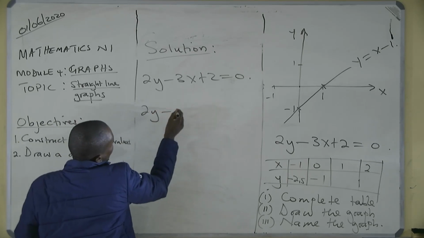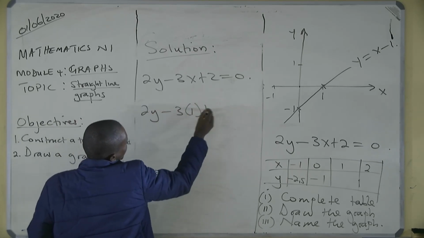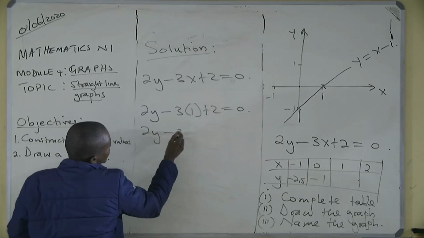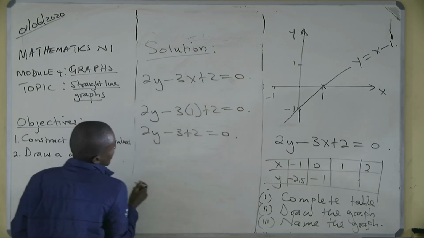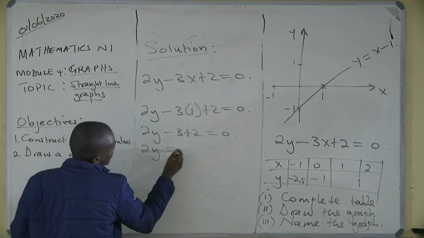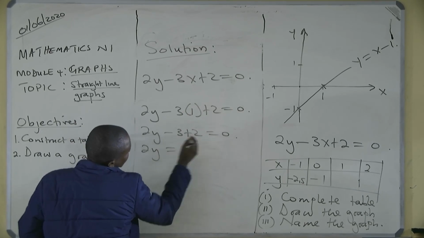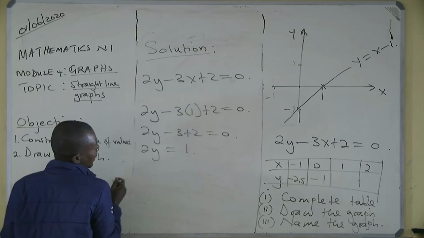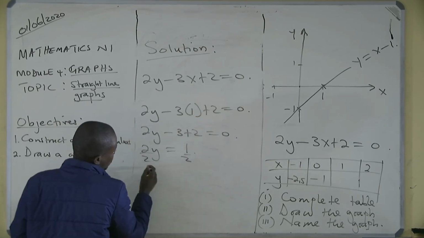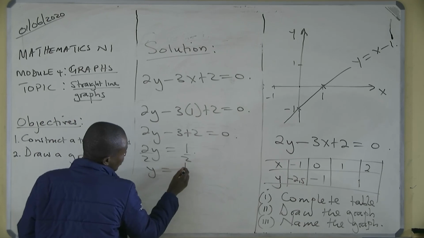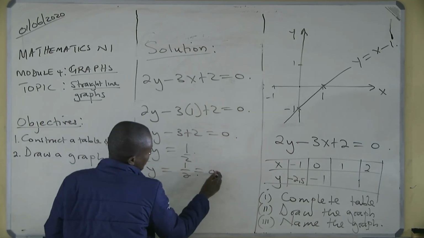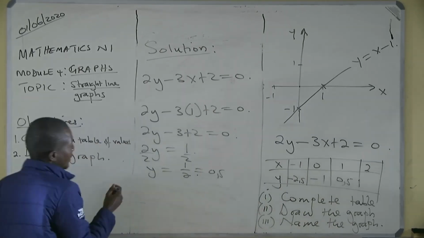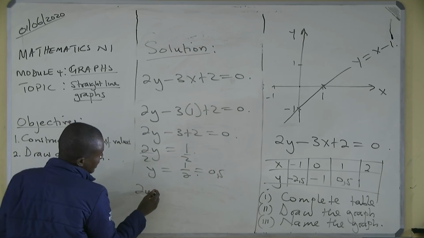Right, now when x is 1, we now have 2y minus 3 multiplied by 1 plus 2 equal to 0. So 2y minus 3 plus 2 is equal to 0. Or 2y is equal to, if you say minus 3 plus 2, we get a minus 1. If that 1 jumps, it becomes a positive 1. Then we divide by 2, divided by 2. Our y in this case is equal to a half, or 0.5. We write it there as 0.5.